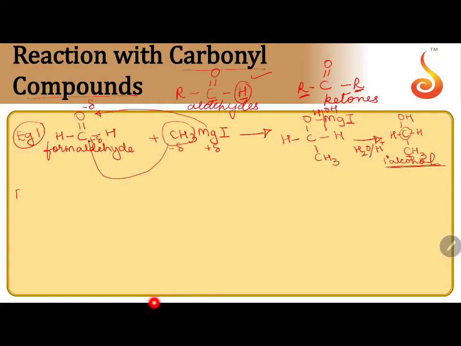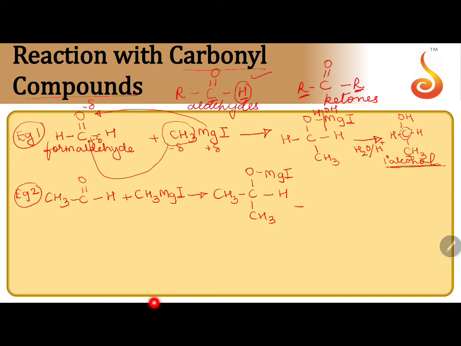Similarly, let's do our next reaction. This time we can take any other aldehyde except formaldehyde, any other aldehyde. When you react with Grignard reagent, I'll keep the Grignard reagent same to avoid confusion, but you can try with others as well. So here we have CH3, same thing. Pi bond is gone now. H is still there here. Methyl adds here and MgI adds here.